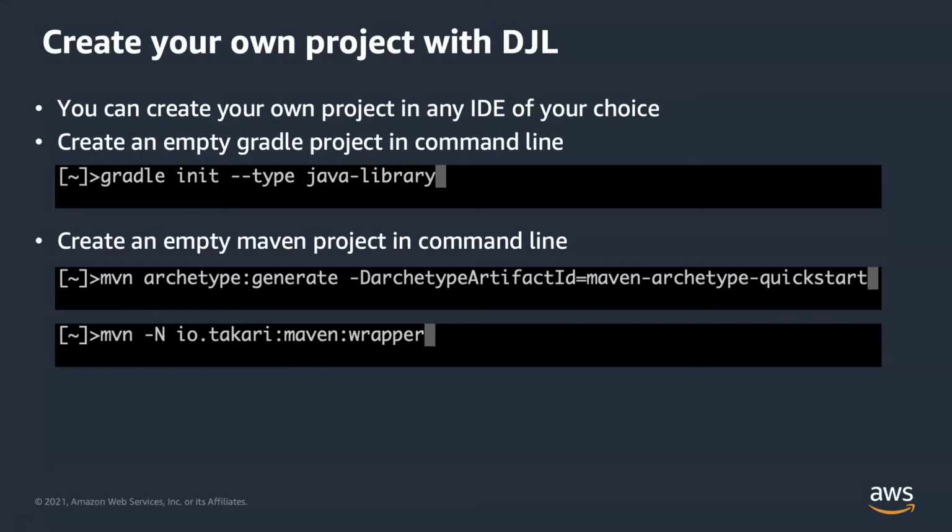Now you can create your own project. DJL is just a set of regular Java libraries. You can just import DJL jar files into your existing or newly created Java project as usual. You can choose whatever build system you want and open it in any IDE of your choice. If you want to create an empty project in the command line, you can just follow the command I list here.